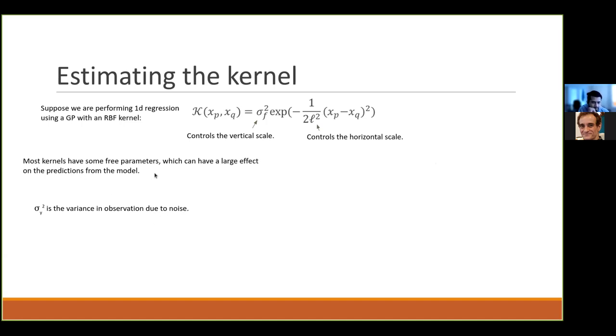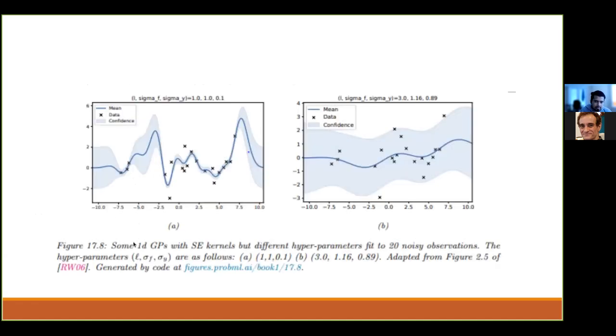Most kernels have three parameters which can have a large effect on the predictions of the model. We can consider these to be free parameters. There's also another parameter, sigma y squared, which is the variance in observation due to noise. Here's a figure to understand what those variables mean. Here we can say that A represents the combination where l is one.